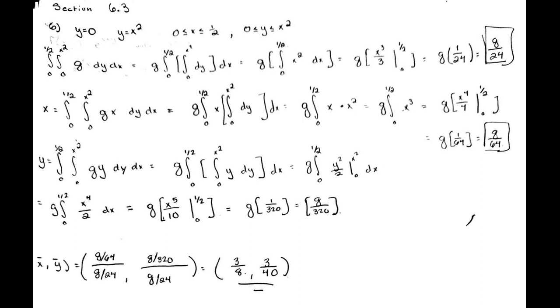And then you will solve for y, where again you would just be substituting y in for x. So our integral would be from 0 to 1/2, and from 0 to x squared of g times y dy dx, and you would get g over 324. You would take g over 324 and divide that by g over 24, and you would get 3 over 40. And so the center of the mass would be at these x and y coordinates, 3 over 8 and 3 over 40.